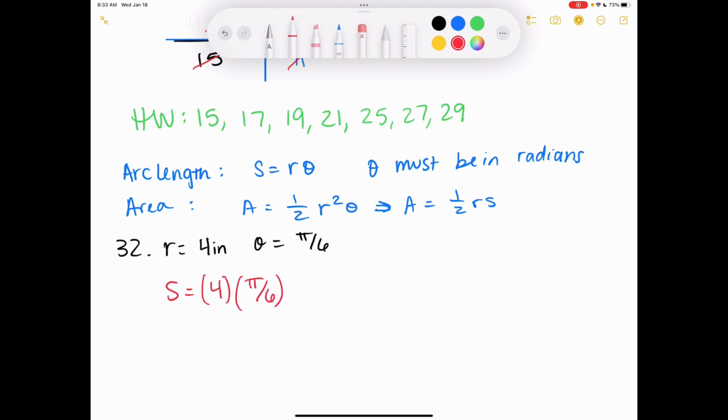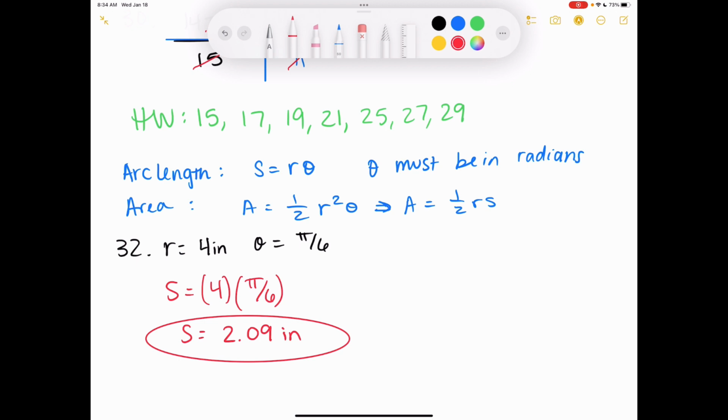And you will give decimal values for these. So let's see. 4 times pi divided by 6 is 2.09 inches. And make sure with these you don't forget units.